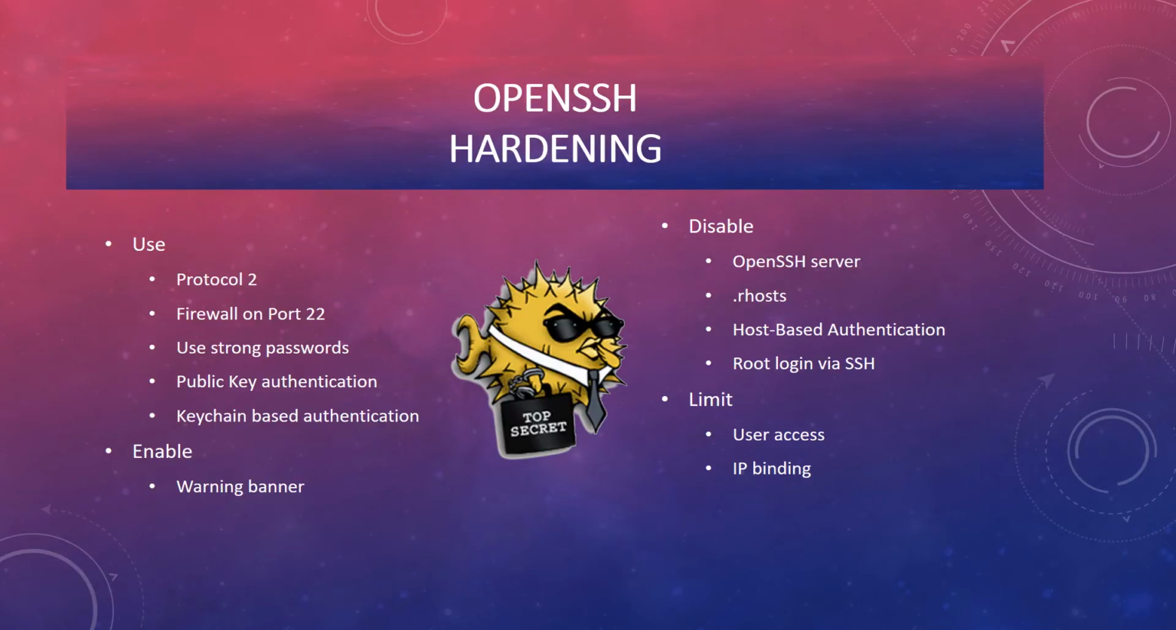You want to also implement public key authentication, and you also want to implement a keychain-based authentication. You also want to enable a warning banner there. You want to disable the OpenSSH server, the .rhosts. You want to also disable host-based authentication and root login via SSH as well. You want to also limit user access and IP binding.